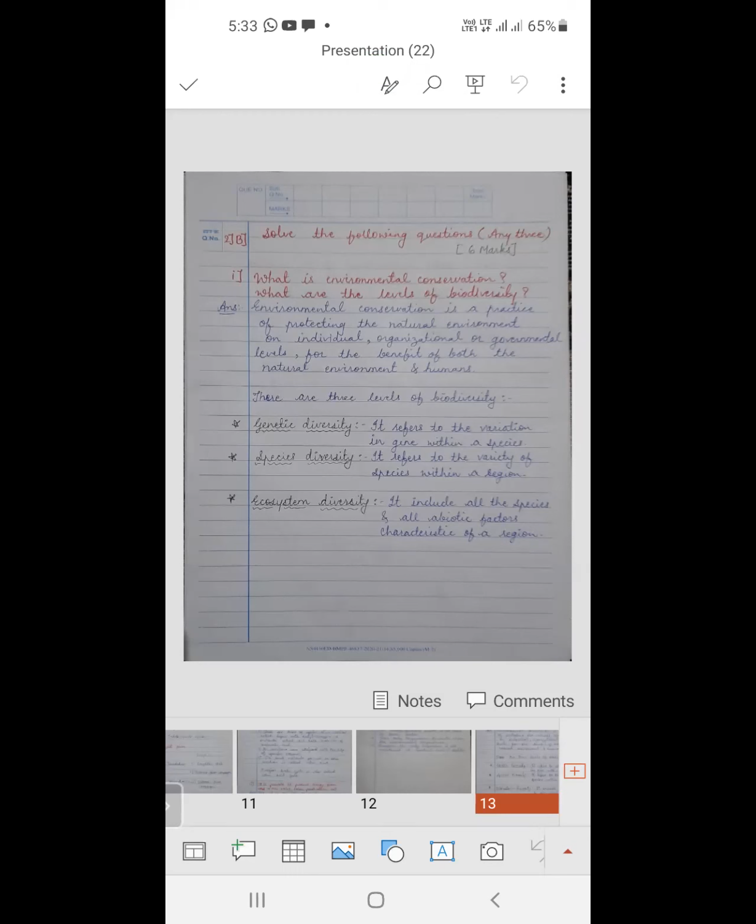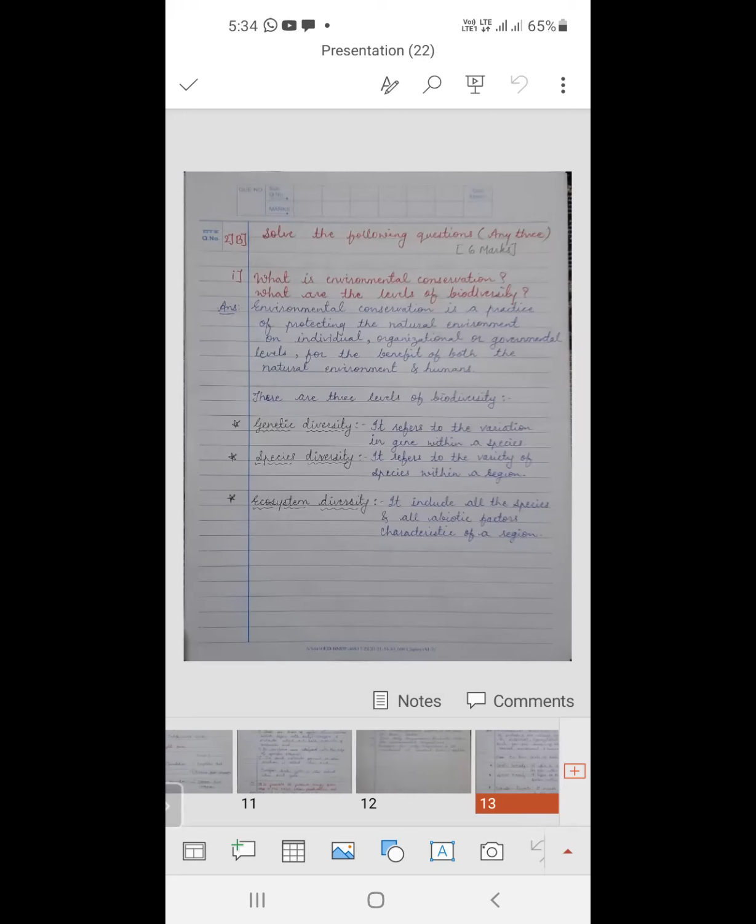Okay, so from these five questions, which three do you think are easy, that you will solve first? So let's start our first question, that is: what is environmental conservation and what are the levels of biodiversity? So how will you write the answer? First you have to write about environmental conservation. You have to define environmental conservation.